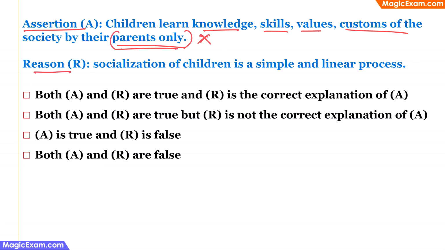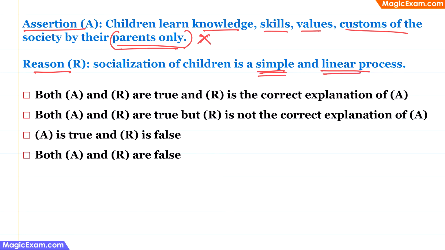And the reason R is socialization of children is a simple and linear process. Socialization is not simple because there are many things which have to be considered while socializing children. Right? So what kind of people should they socialize with, in what circumstances or what situation should the socialization happen. Therefore, socialization is not simple and not just a linear process.